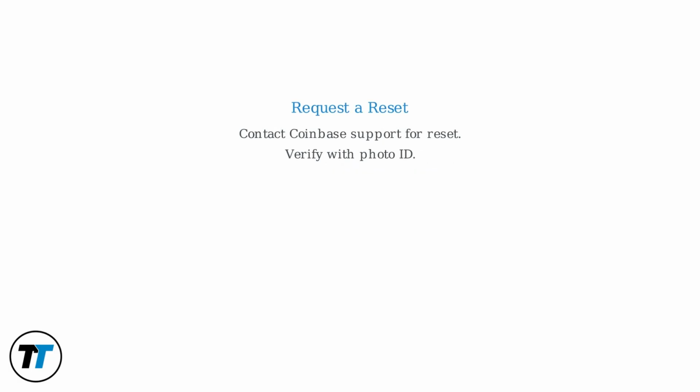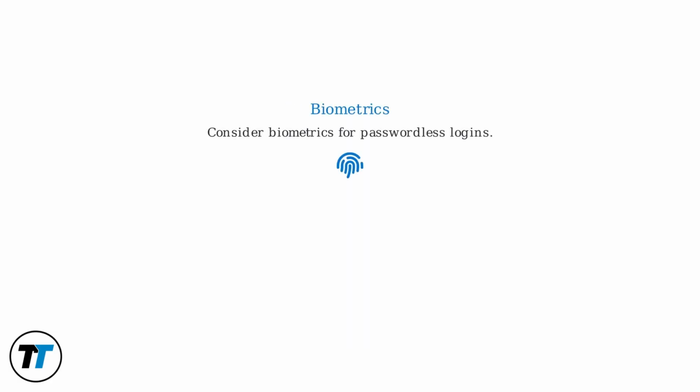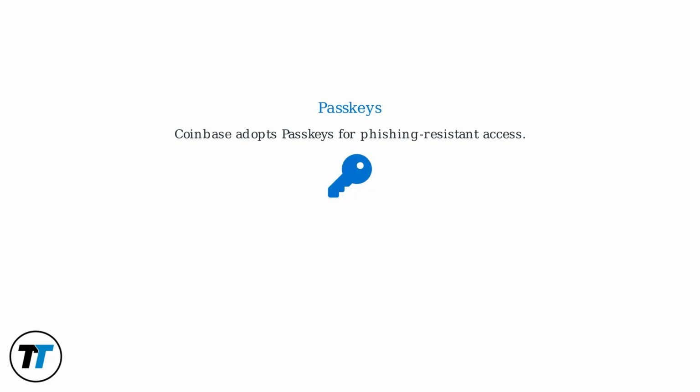If 2FA isn't working, request a reset through Coinbase support. You'll need to verify your identity with a photo ID. For enhanced security, choose app-based 2FA over SMS, as it's less vulnerable to interception. Consider using biometrics like fingerprint or Face ID for convenient, passwordless logins. As of 2025, Coinbase has adopted passkeys following FIDO standards for seamless and phishing-resistant access.